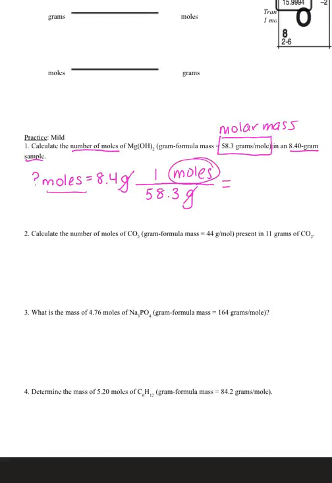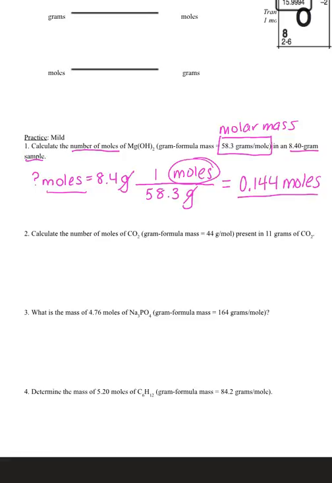Now I can calculate. Everything on the top gets multiplied. Everything on the bottom gets divided. So 8.4 times 1 is 8.4. And 8.4 divided by 58.3 is 0.144. And the unit is moles. Okay, let's take a look at the next one.